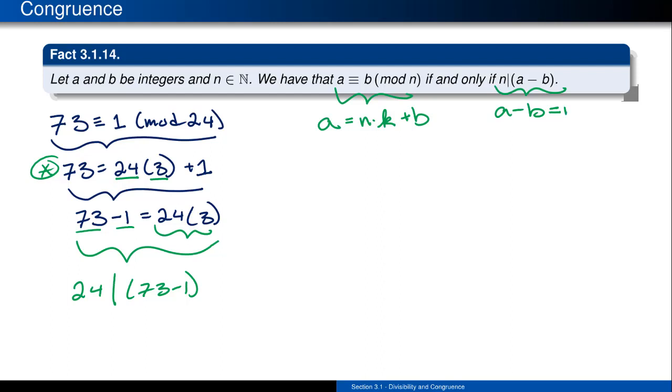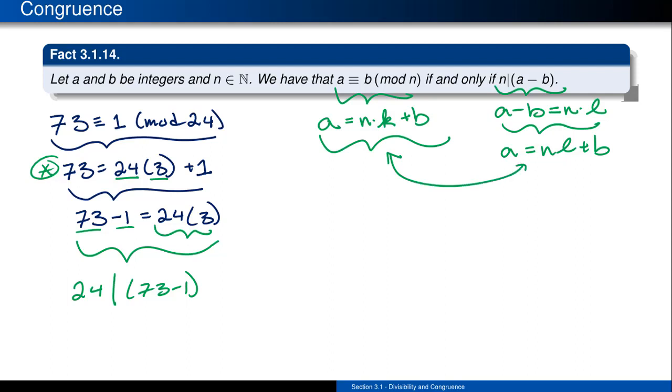So in this case, it's just going to say that n multiplied by some random integer, in this case L. So here's where you can see that these connections are going to be formed almost immediately. If I add b to both sides, that is, if I write this as a equals nl plus b, you can see this perfect connection between this thing on the left and that thing on the right. They are, in a sense, saying the exact same thing.